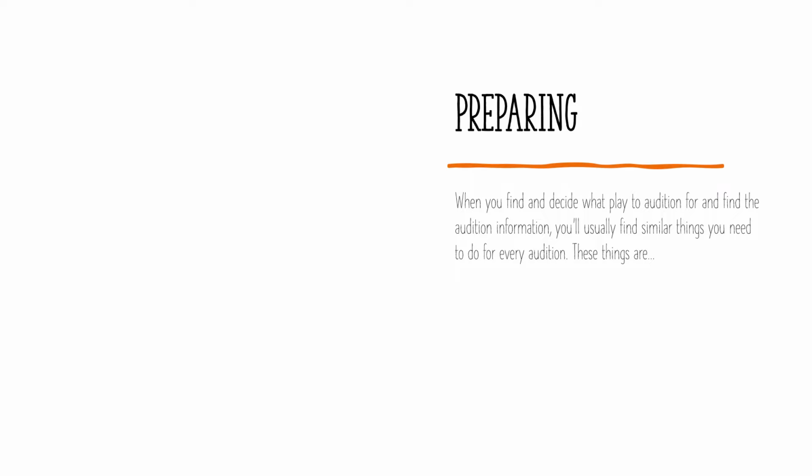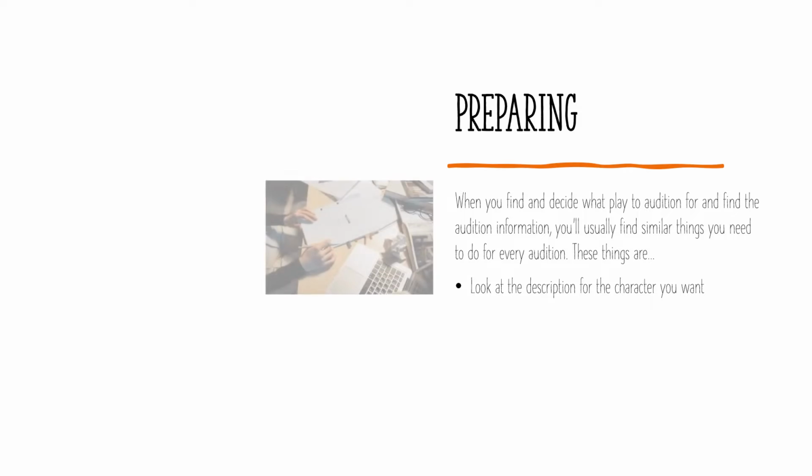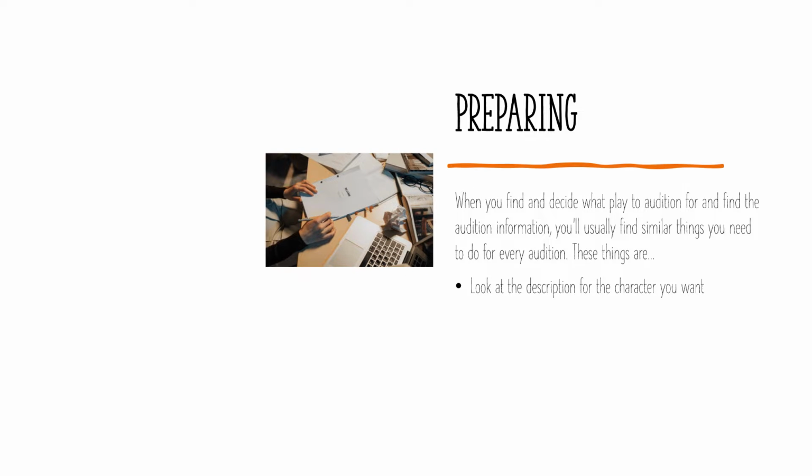When you find and decide what play to audition for and find the audition information, you'll usually find similar things you need to do for every audition. These things are: look at the description for the character you want. This will usually include the name of the character, their gender, the age range for that character. You don't exactly have to be in that age range, you just have to be able to portray that age range. And a description about the character and the range they sing if it's in a musical.